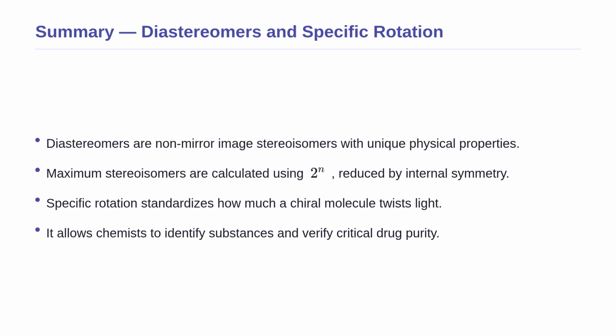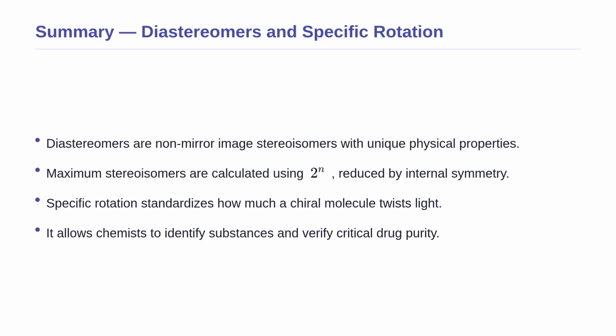We have covered a lot of ground today. Let us review the key takeaways. First, diastereomers are stereoisomers that are not mirror images of each other, which gives them unique physical properties. Second, we can calculate the maximum number of these 3D variations using the formula 2 to the power of n, keeping in mind that internal symmetry can reduce this number.